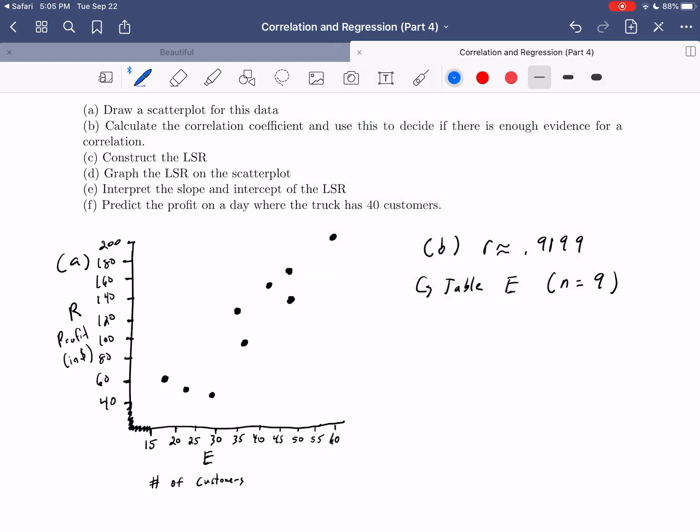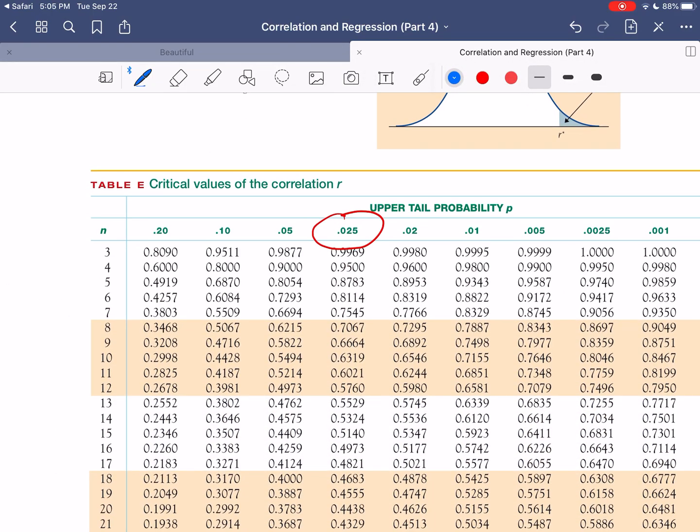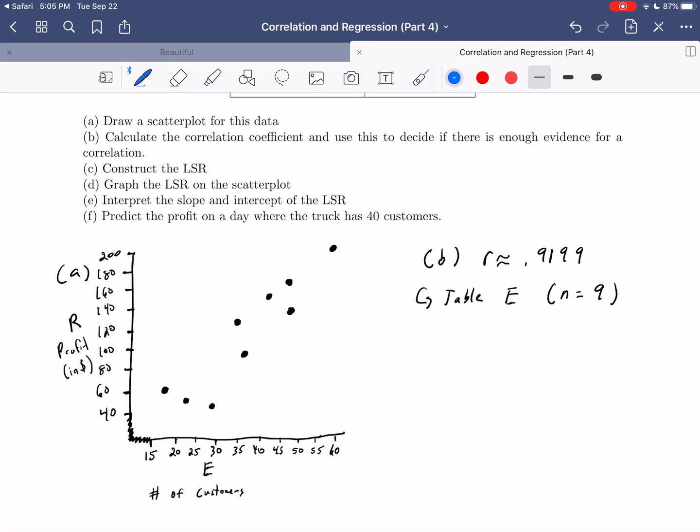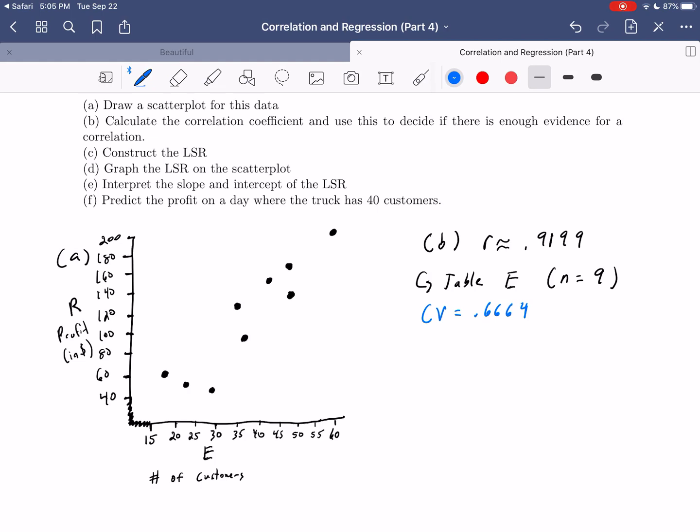So let's go ahead and do that. We have N equals 9 right here. Intersecting that with our 0.025 shows us that our critical value has to be 0.6664. So our critical value here should be 0.6664. All right, we now need to do a comparison.